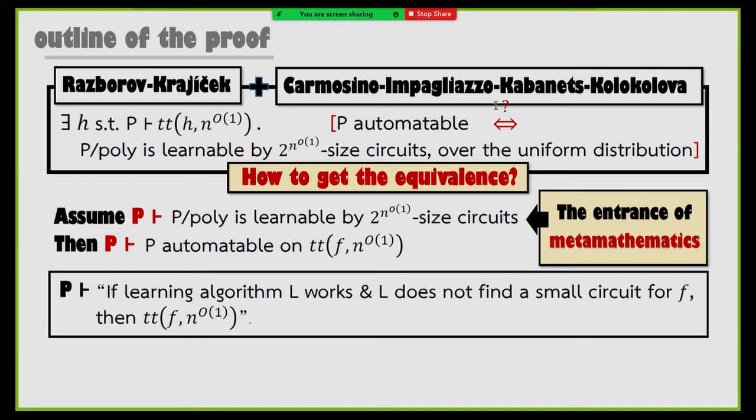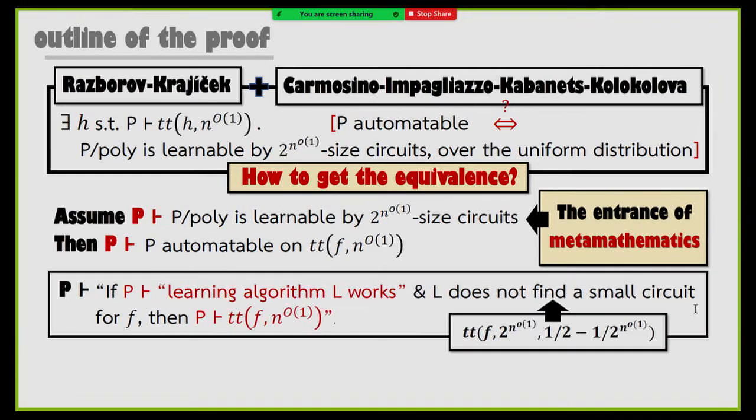So if you know that your learning algorithm works, that it learns correctly polynomial size circuits, and if you apply the learning algorithm on some given function f, and the learning algorithm fails, it doesn't output a small circuit, then you know that the function must be hard. Okay, so if the learning algorithm learns polynomial size circuits, but it doesn't learn function f, then the function f must be hard.